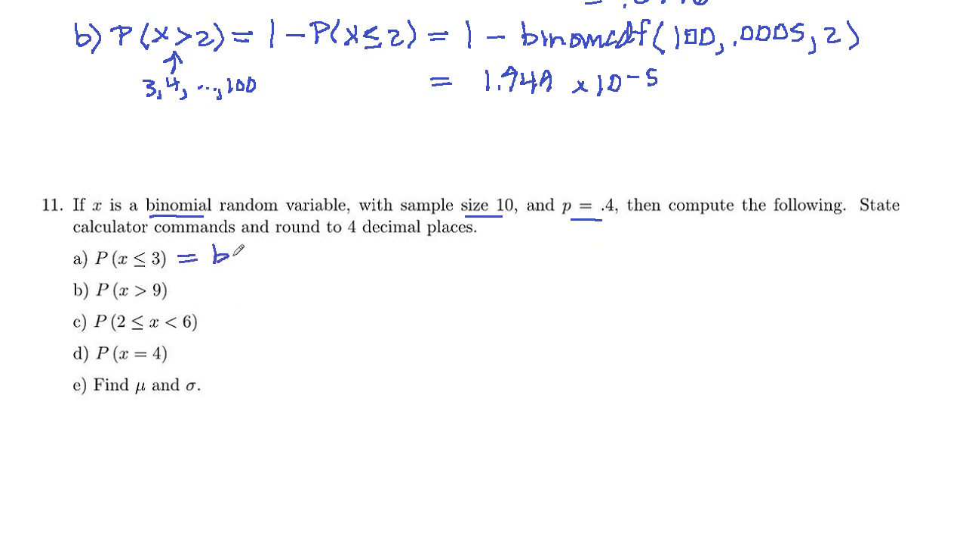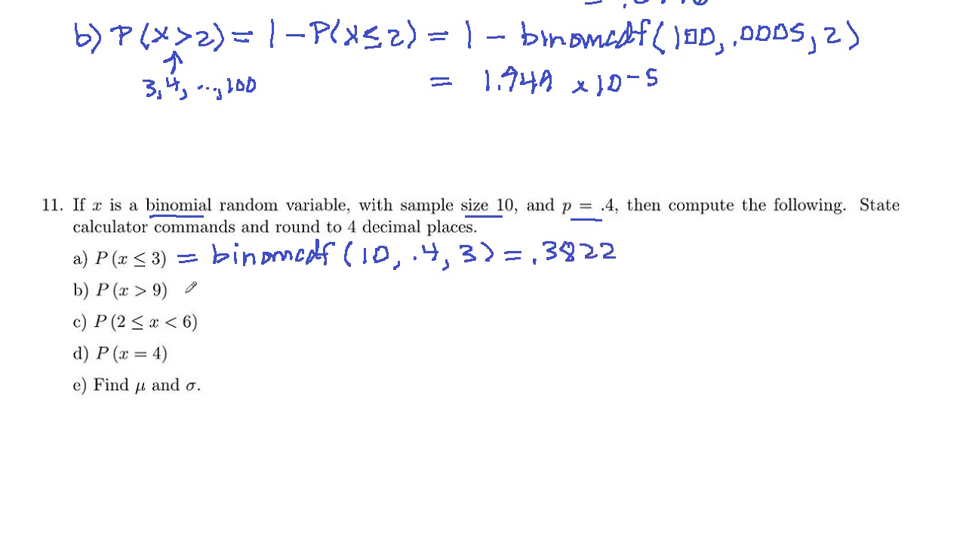So that's going to be binom CDF. And that's less than or equal to 3. You gotta write everything with a less than or equal to. So N is 10, P is 0.4, and then up to 3. And if you enter that into the calculator, you get 0.3822.